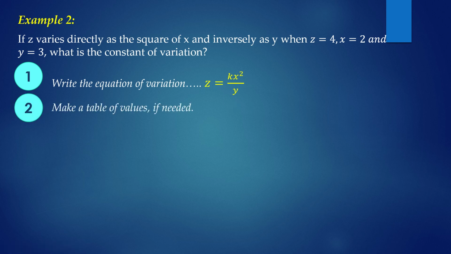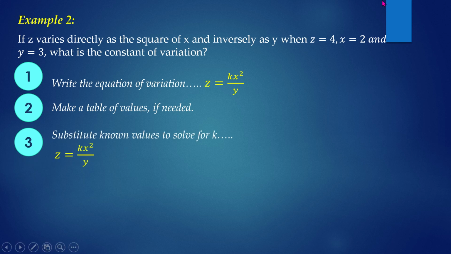Second step, make a table of values. Marag, no need ta magbutang og table of values, no? Kaya marag, tagsa raman ang values sa z, x, and y. So, to solve for k, substitute known values to the equation z equals k x squared over y, wherein z is 4, kani sa given, z is 4 equal to k times x squared, x is 2, that is a given, x is 2, so 2 squared over y, which is 3.